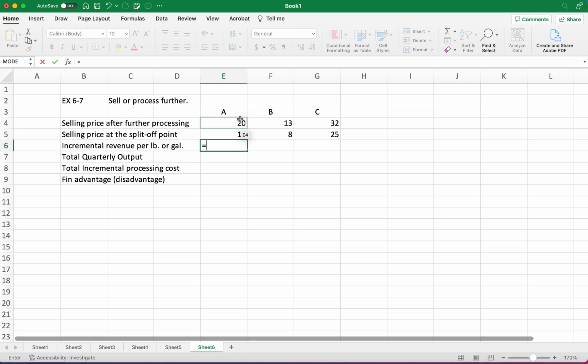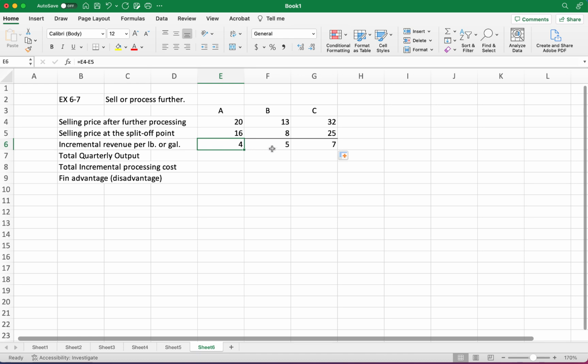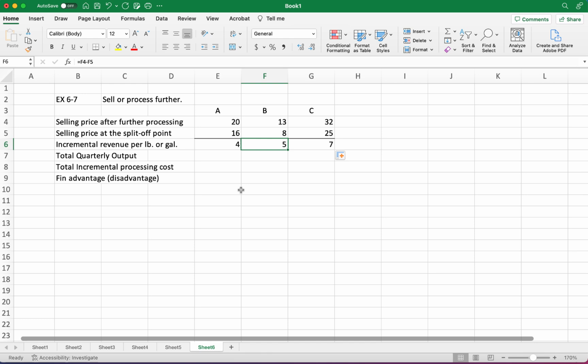That's it. So for A, I'm going to take the $20 selling price, which is after further processing, and I'm going to subtract the selling price at the split off point. I get $4. We're going to do that for each product, right? Product A, product B, product C. So we can see that the incremental revenue for product A is $4. The incremental revenue for product B is $5. And the incremental revenue per gallon for product C is $7.